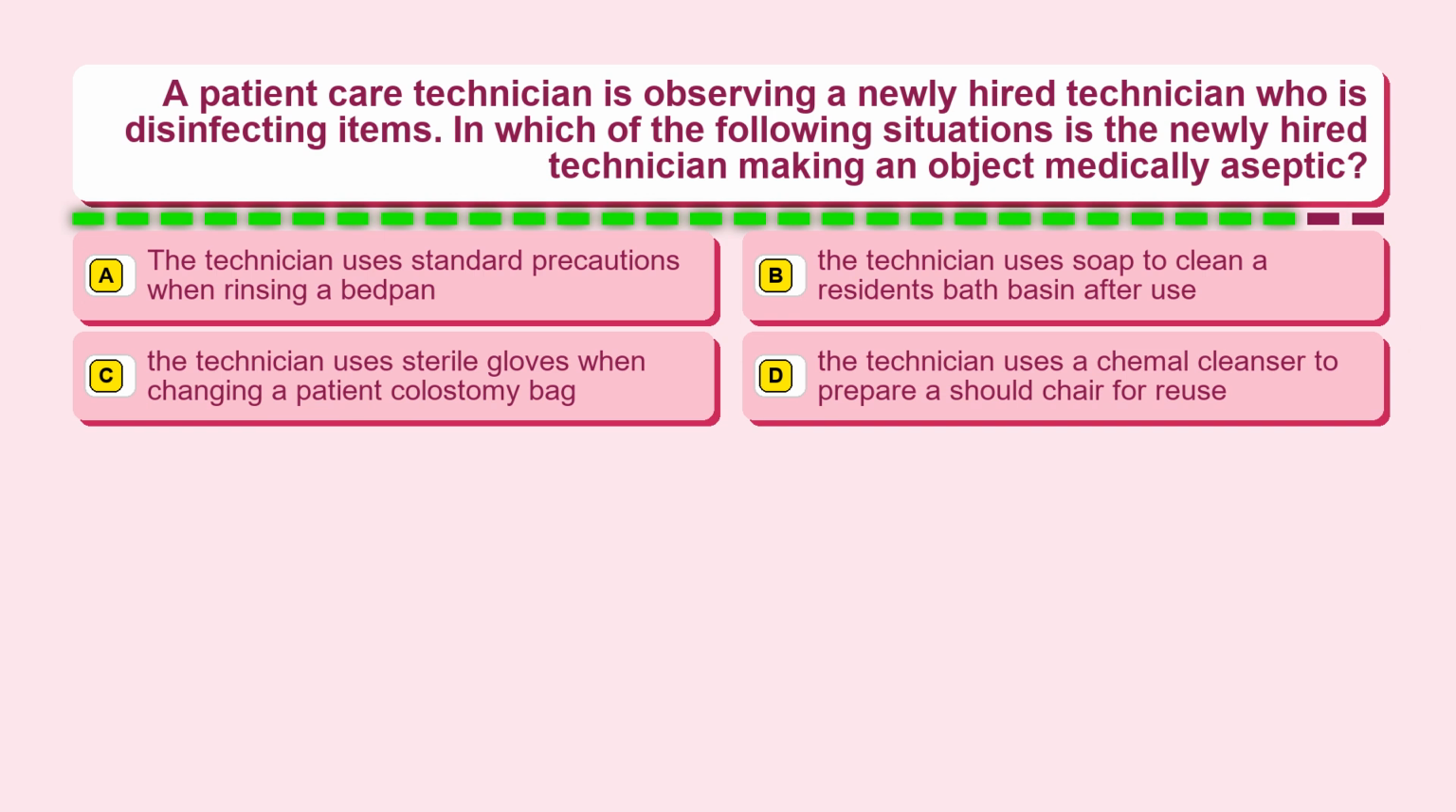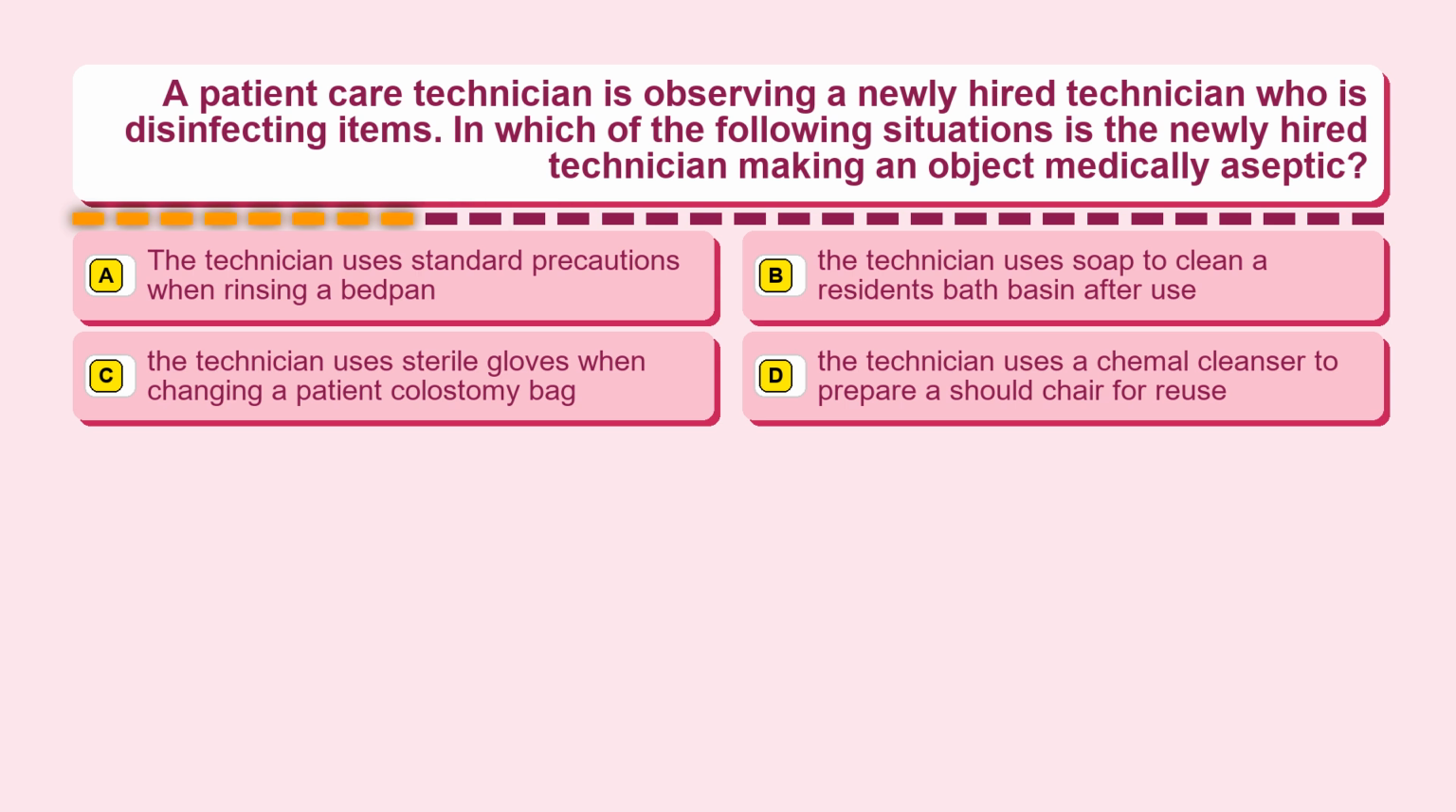A patient care technician is observing a newly hired technician who is disinfecting items. In which of the following situations is the newly hired technician making an object medically aseptic? Option A, the technician uses standard precautions when rinsing a bedpan. Option B, the technician uses soap to clean a resident's bath basin after use.